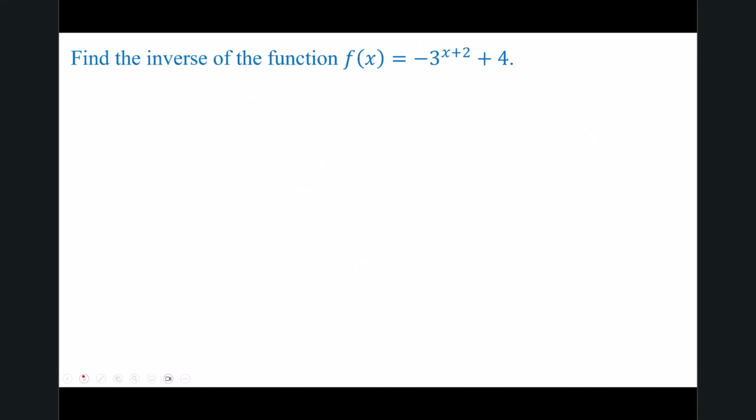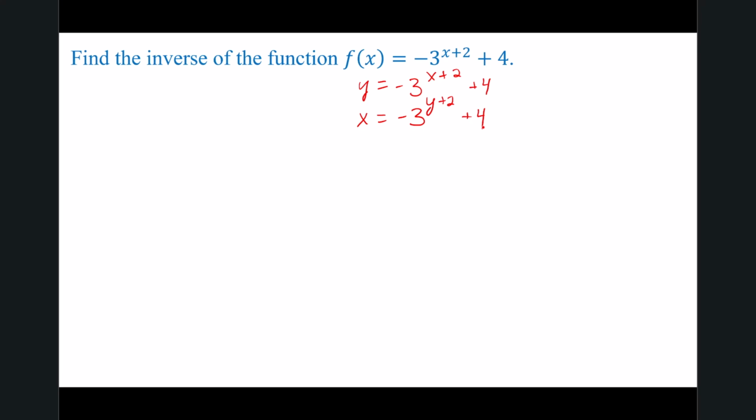Let's find the inverse of a function. To find the inverse of a function, we can just switch the x's and y's and solve for y. So if I write this as y equals negative 3 to the x plus 2, plus 4, and I switch the x's and y's, I get x equals negative 3 to the y plus 2, plus 4. And then I need to solve for y.